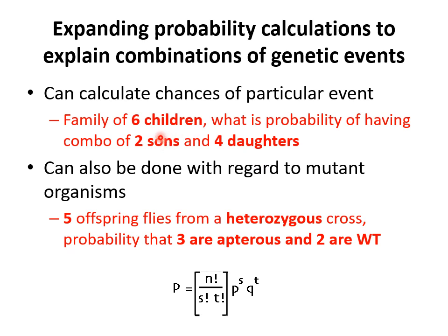And sometimes the question will not have both represented. I could simply say there are 6 children. What's the probability of having 2 sons? And then you would have to know, oh, okay, if 2 are sons, then the remaining 4 would be daughters. We're going to see that in a moment in the example calculations. We can also use these probability calculations to predict events with organism crosses, such as looking for mutant versus wild type Drosophila from a particular cross.